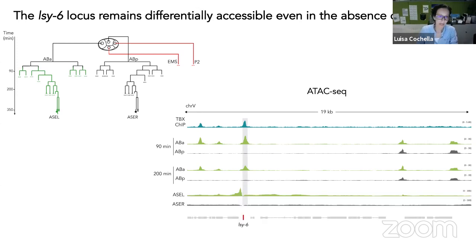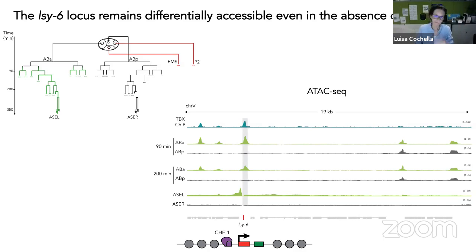And finally, we performed ATAC-seq in the isolated ASE left and right neurons. And what we can see here is that there is, again, differential accessibility in the left neuron relative to the right neuron, but accessibility is now clearly shifted upstream of the locus. And I have a schematic here. The accessibility early on overlaps with the TBX binding site, but accessibility in the mature neuron actually overlaps fully with the known Cog-1 binding site that had been defined for the lsy-6 locus and with the promoter of lsy-6. So we think this differential accessibility at this time point tells us that in the left neuron, Cog-1 is able to bind and promote transcription, while in the right neuron, even though Cog-1 is there, it cannot do anything on the lsy-6 locus.